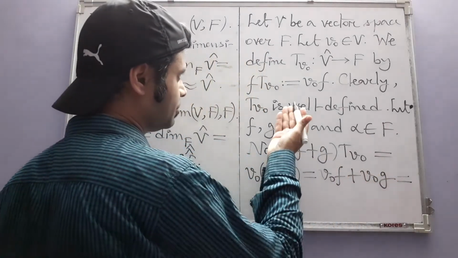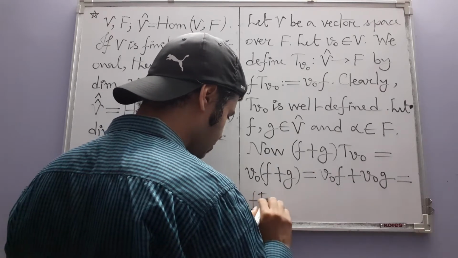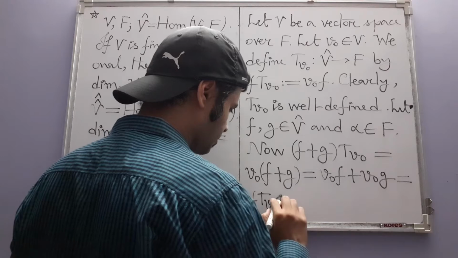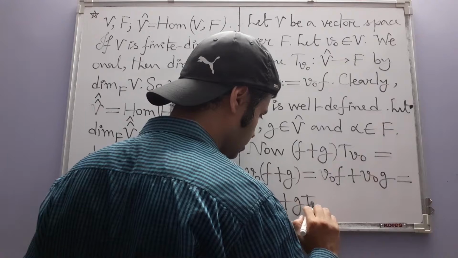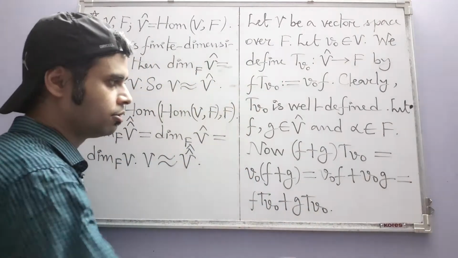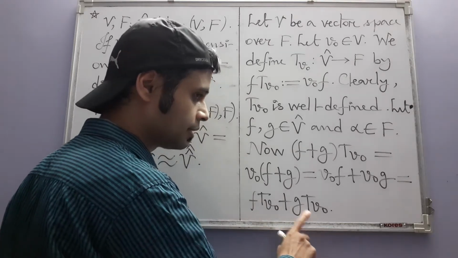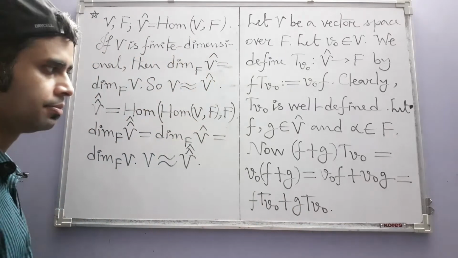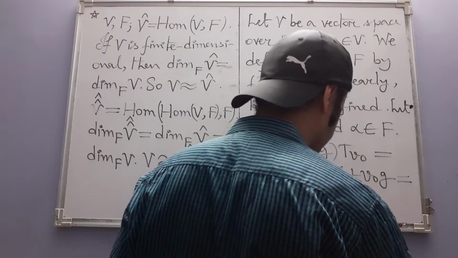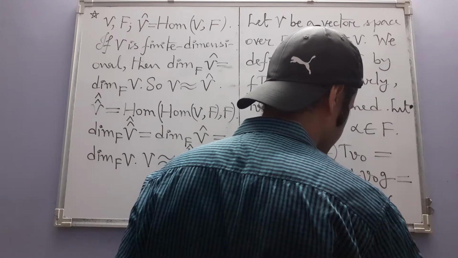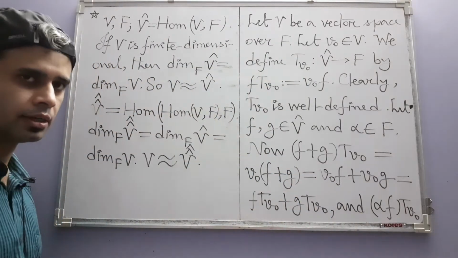Now again, by the definition of our function t v naught, this is f t v naught plus this one is g t v naught. So if you apply t v naught on f plus g, you are actually getting this. So yes, t v naught does respect addition, but we need one more thing. And what happens when you apply t v naught on alpha f?